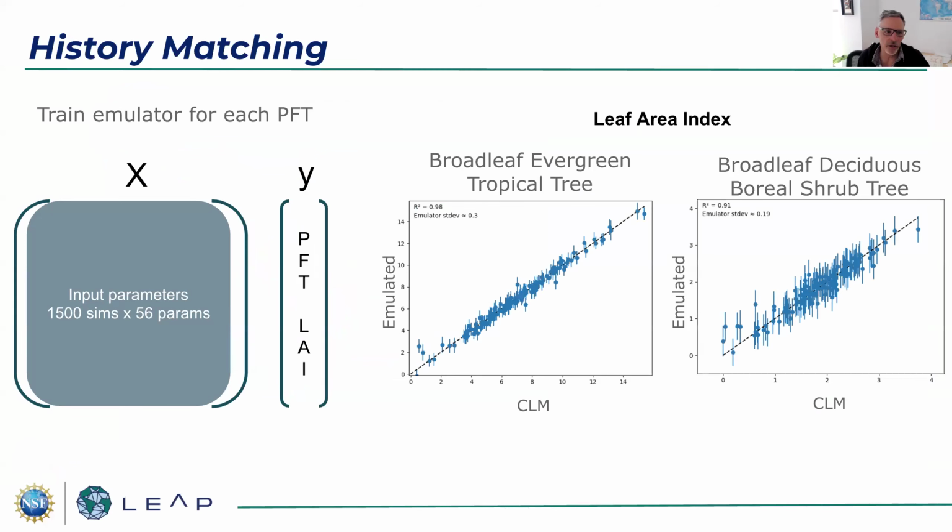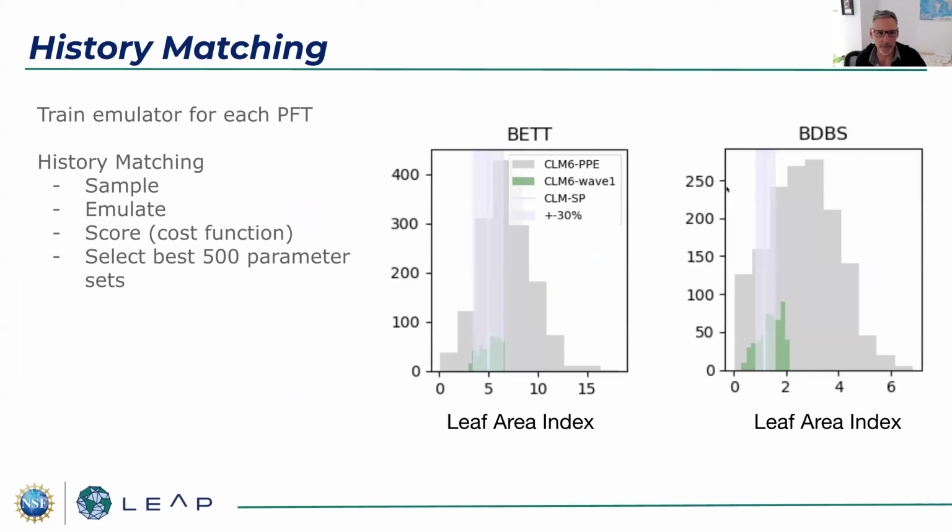We learned a few things along the way. We learned that we're better off if we train an emulator for each plant functional type independently, rather than for LAI at the grid cell level. That allowed us better performance, and we found we can generate pretty good emulators with high R-squareds and relatively low standard errors. It differed across vegetation type, but overall we were showing promise. So the general process: you train an emulator for each PFT, you do the history matching process, you sample, you emulate for your parameters, you score a cost function, and you select your 500 best parameters.